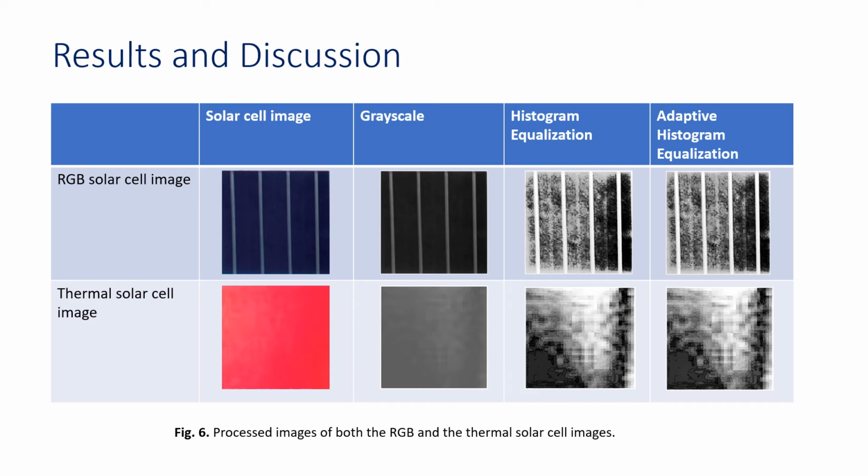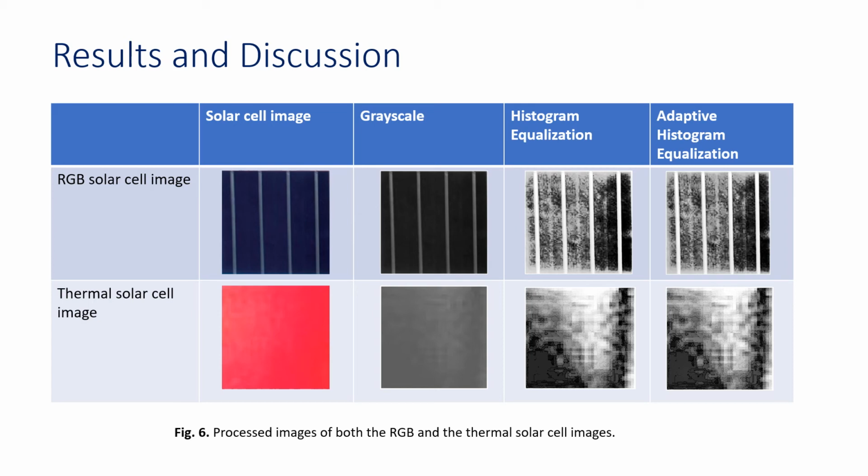Figure 6 shows the histogram equalization and adaptive histogram equalization for both RGB and thermal solar cell images. It can be seen that the image produced using histogram equalization contains a region that is significantly lighter or darker, the contrast of which is not sufficiently enhanced, and it only works well when the distribution of pixel values is similar throughout the image. Adaptive histogram equalization improves the image by transforming each pixel with a transformation function derived from a neighborhood region.